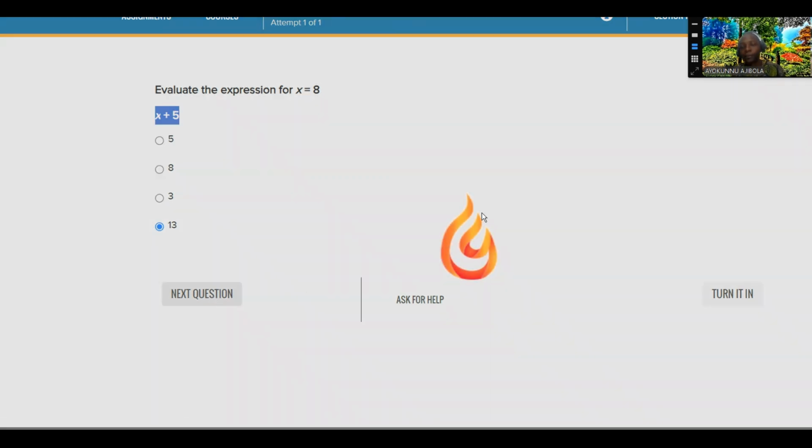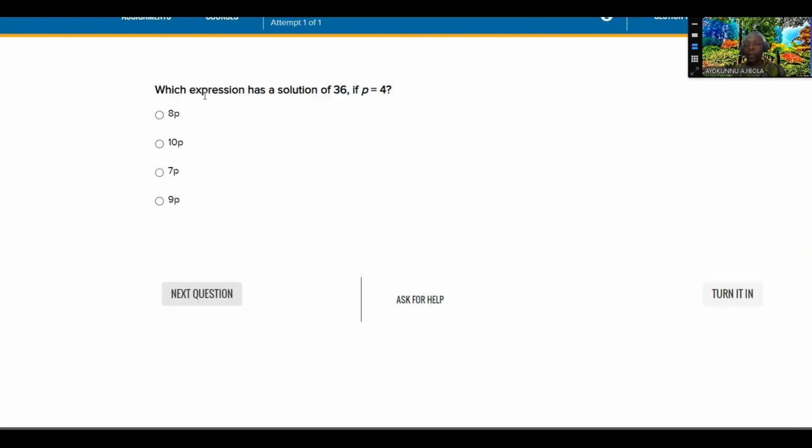Which expression has a solution of 36 if P is 4? Let's check it out. If P is 4, the first one is 8 times 4. Does that give us 36? No, 8 times 4 does not give us 36. What about 10 times 4? Does it give us 36? No. What about 7 times 4? Does it give us 36? No. What about 9 times 4? Does it give us 36? Yes. You're not concentrating.